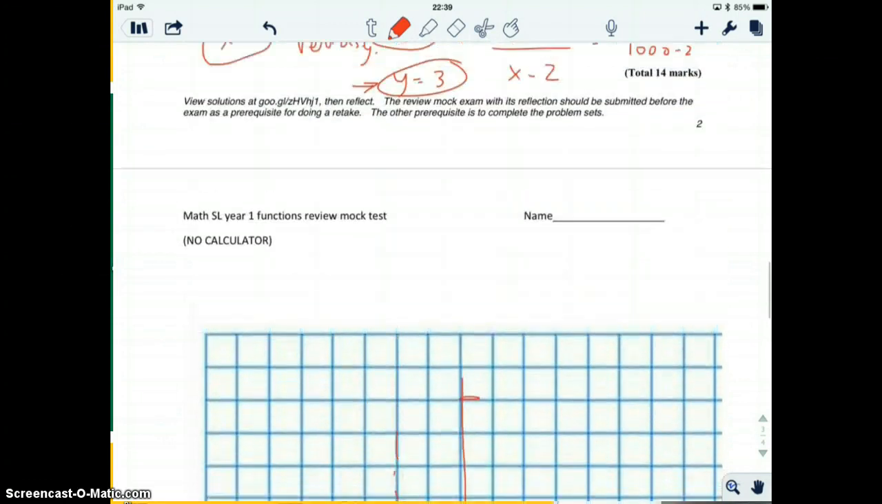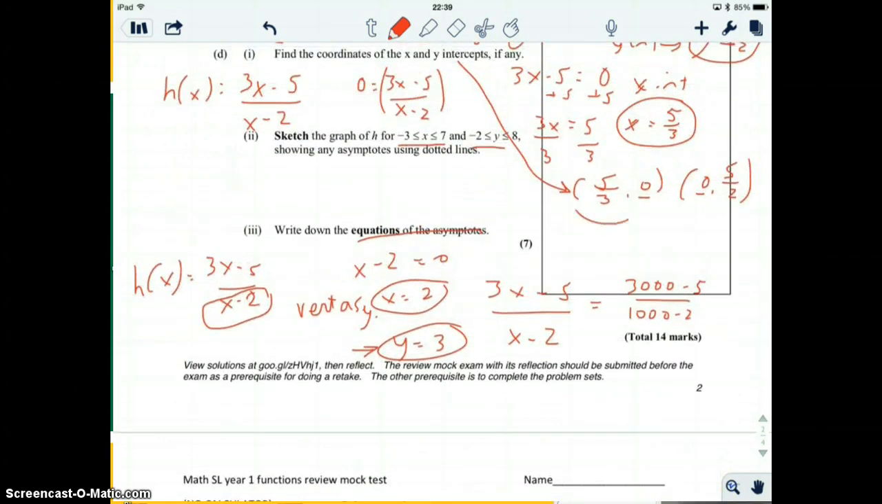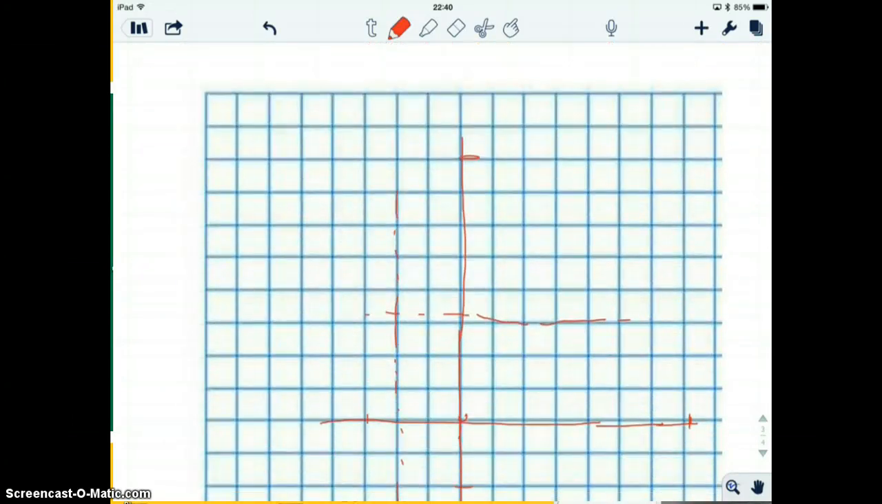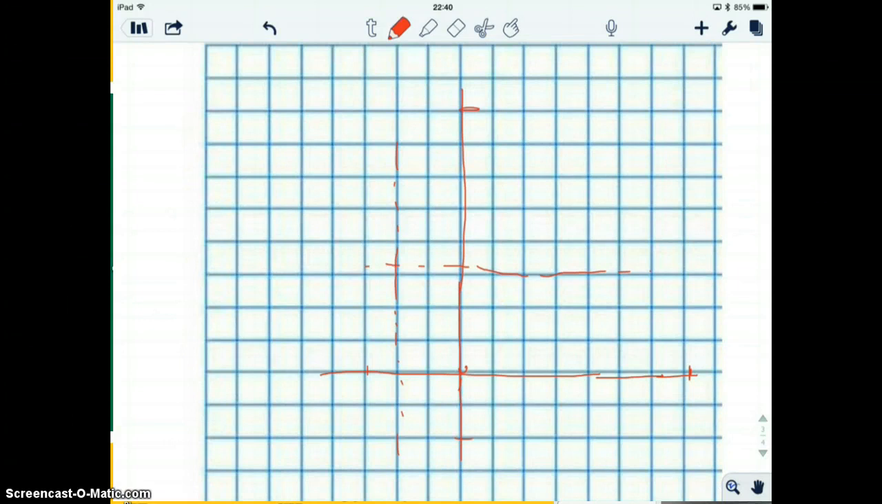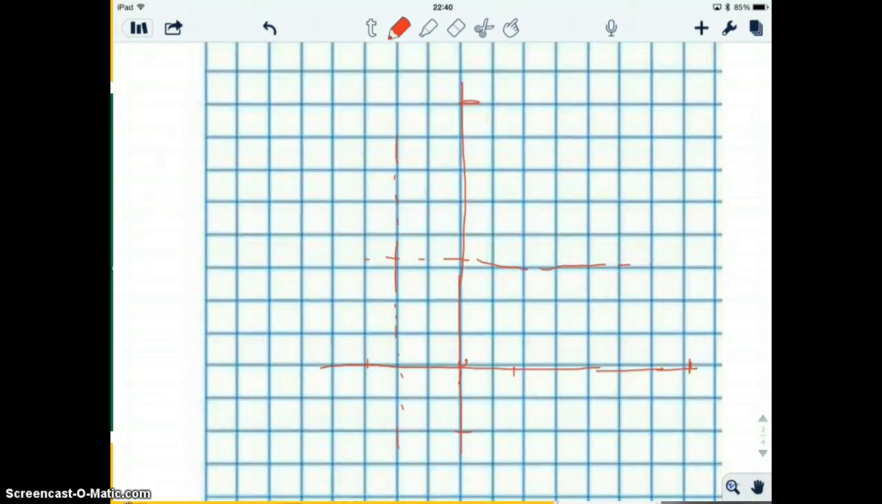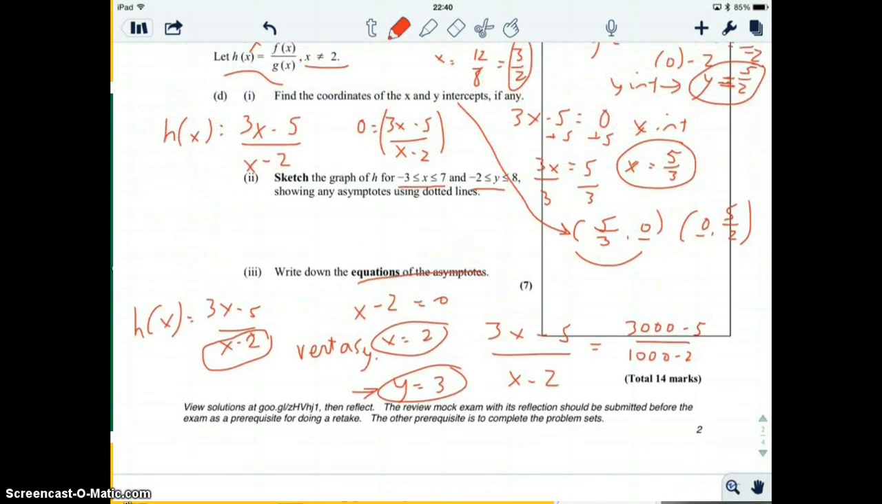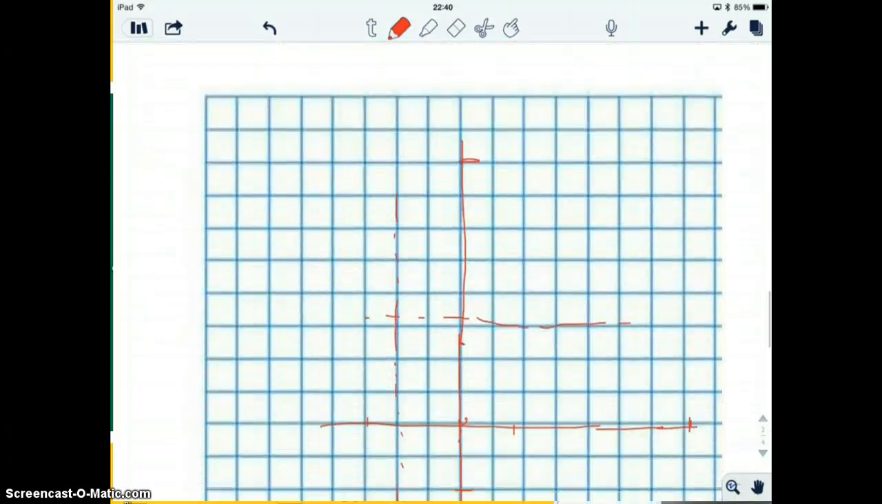Okay? And then we're going to mark the points (5/3, 0). 5/3, 0 would be about there. And then the other intercept would be (0, 5/2). It would be there. Okay. And I think one of these is actually negative. I might have done this wrong. Let me see. 5/2 is not negative. x equals 5/3 is not negative. Okay, so I guess that's right. Okay?